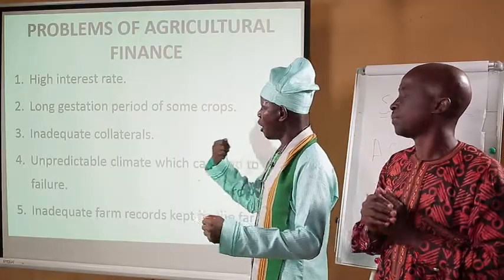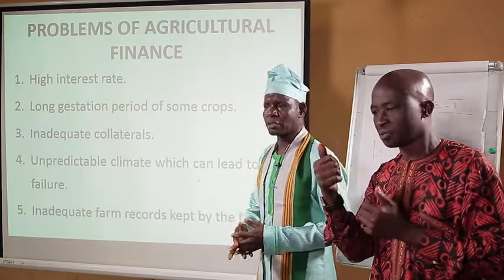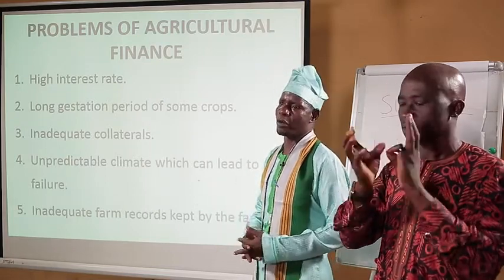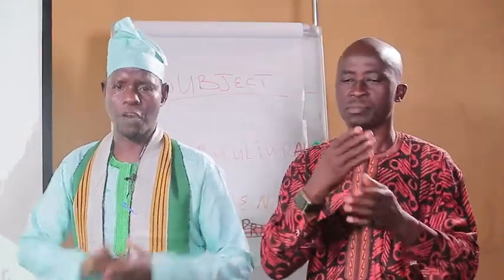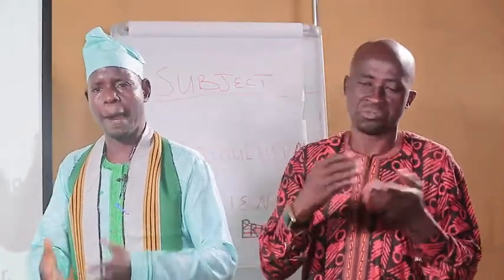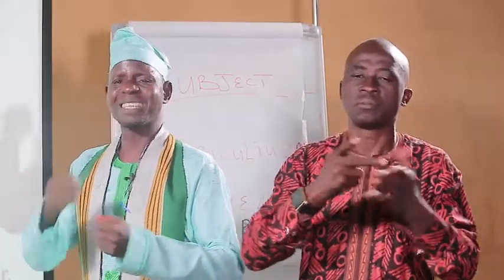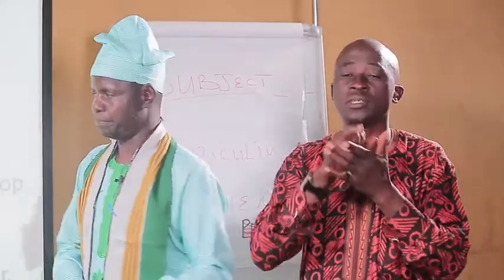Another unpredictable situation in climate is there may be no rain, thereby causing a drought. So there will be crop failure. Now how will the farmer pay the loan? So it is a factor, it is a problem.